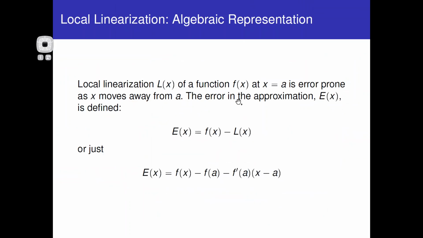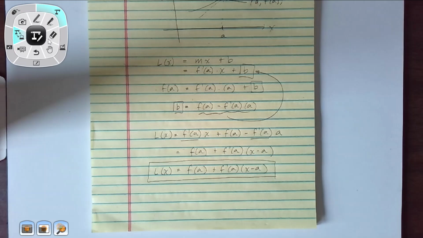So that's why we make a function out of the error as well. And we say that the local linearization L of x of the function f of x at x equals a is error prone as x moves away from a. So the error in the approximation, we're going to call that e of x, is just defined as the difference between the function at x minus the linearization at x. And if we plug the linearization at x in there, the thing that we just found, we'll end up with f of x minus f of a minus f prime of a times x minus a. Let's do just a quick little lesson on why that makes sense.